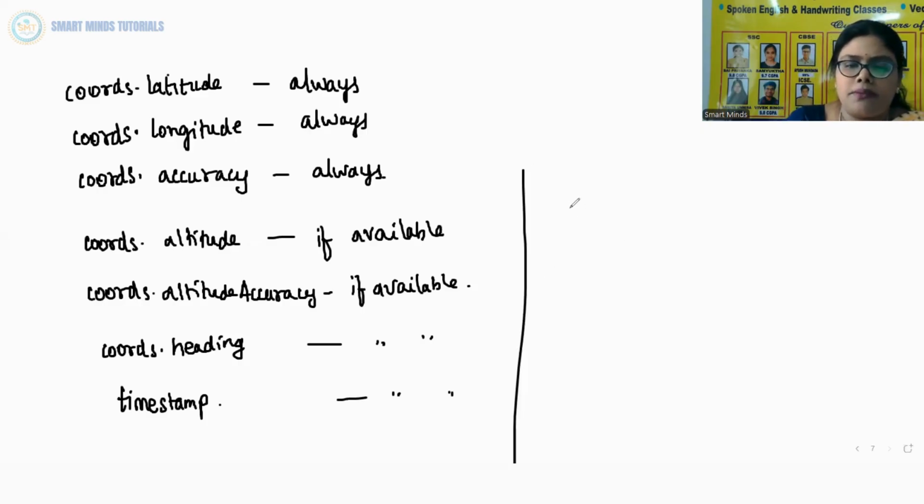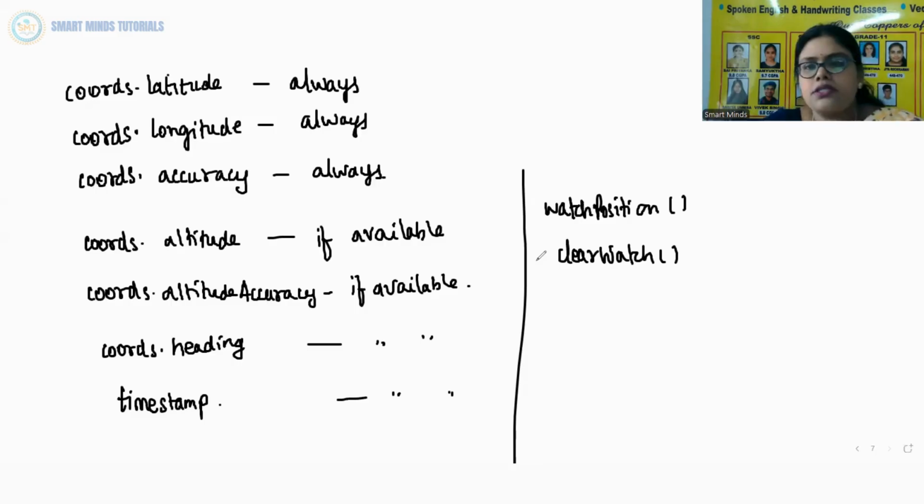There are some other interesting methods also over here: watchPosition and clearWatch. These are the two most interesting methods. So what does watchPosition do? It returns the current location of the user and continues to return updated locations as the user moves, like the GPS in a car. And then you have clearWatch. It stops the watchPosition method. This was all about the geolocation API.